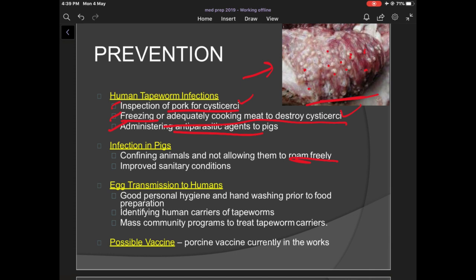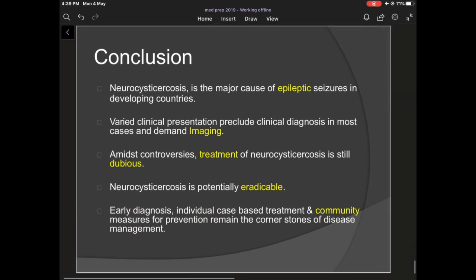We have talked about this earlier in part 1 in the life cycle of Taenia solium, or the pig tapeworm. We have to improve the sanitary conditions, definitely. Egg transmission to humans can be controlled by good personal hygiene and hand washing prior to food preparation, identifying human carriers of tapeworms, and mass community programs to treat the tapeworm carriers. It can be done by giving them albendazole. Possible vaccine: a porcine vaccine is currently in the works. Let's see how it works out in the future.